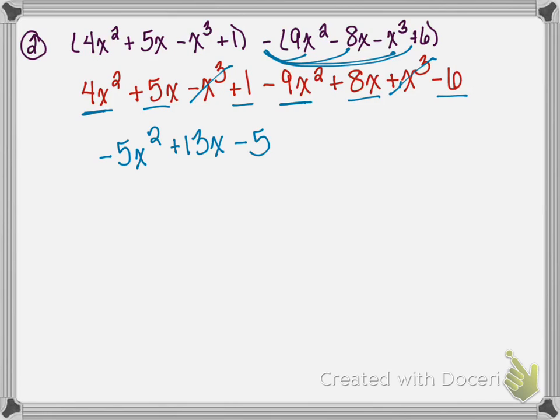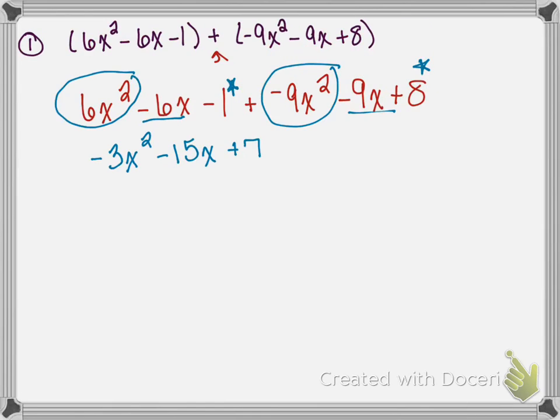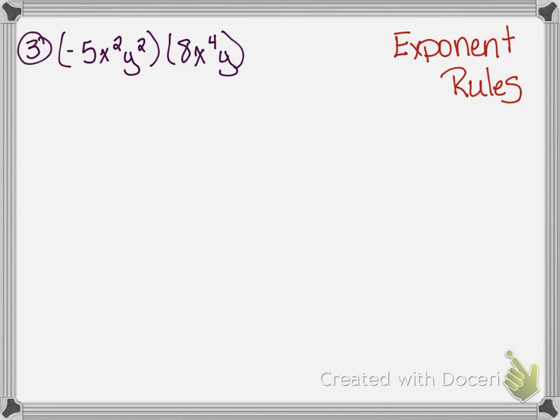Okay, numbers 1 and 2, we were adding and we were subtracting. Number 3 is when we start using exponent rules. When we are adding and subtracting monomials and polynomials, like what we were doing here, our exponent rules don't apply because our exponent rules only apply when we're multiplying and dividing. So be careful there. Here, we are multiplying, so we've got to deal with our exponent rules.